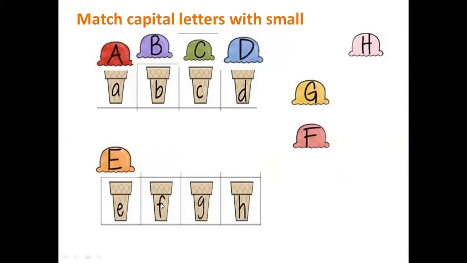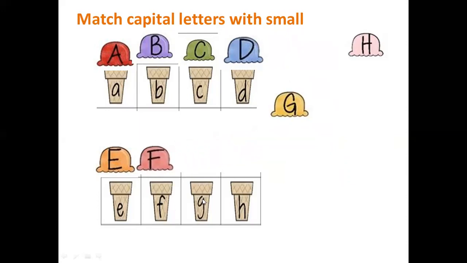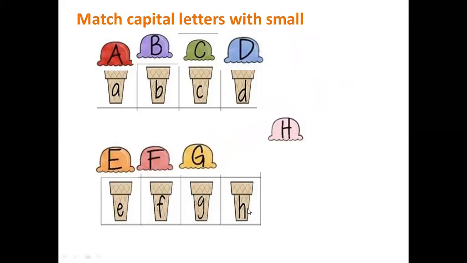Well done. Now letter F. Where is letter F? It's just like this one. Look like this one. Yes. This is the capital letter F. Now G, find out G. Yes, well done, well done. Now the last one is H. Okay. Now you complete this activity.